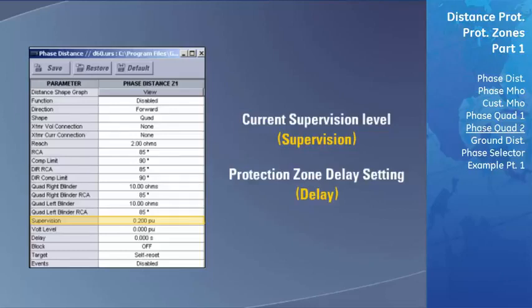The last field that needs to be configured for each of your zones of protection is the delay setting. This setting adds an intentional time delay in the operating of this zone of protection. Please note that this setting must be configured in each zone of protection to coordinate the tripping of all your zones. The field that is labeled voltage level is only used to supervise the operation of the D60 for series compensated lines and will not be covered in this course.